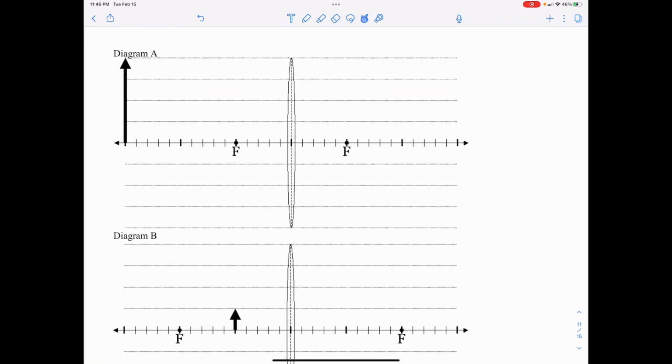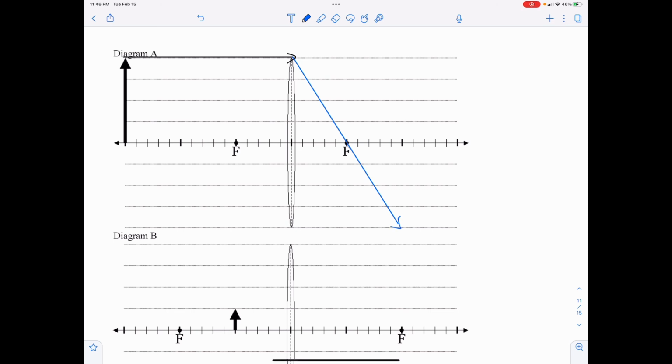Diagram A. So I'm going to have a ray of light go to the top of the lens like this, and it's going to refract through the far side focal point just like this. So parallel to the principal axis, refracts through the focal point.